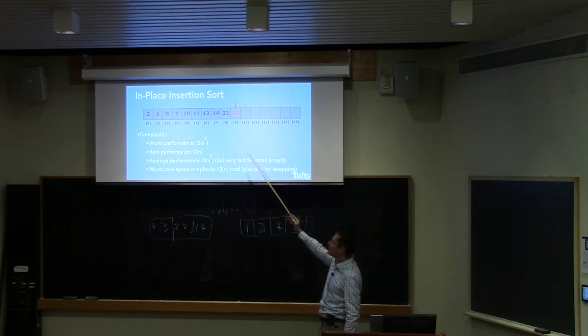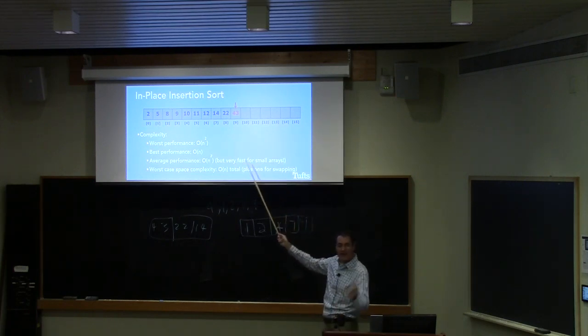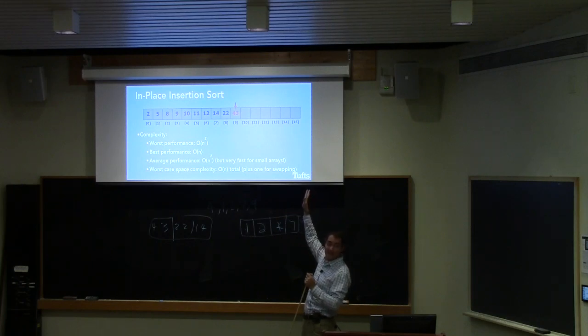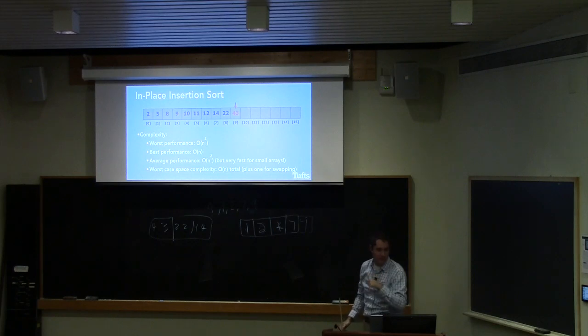But in general, the average is order n squared, and you can kind of think of it like, let's say you had a random assortment. Well, a random assortment's going to still have a whole lot on the right-hand side that need to go shift everybody all the way up, right? So that kind of weighs it towards the n squared behavior in that case.